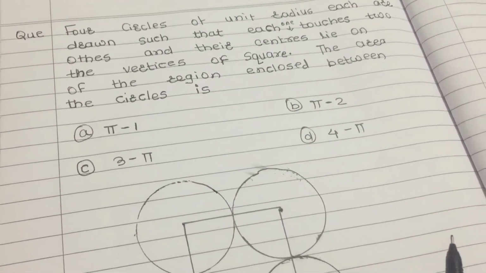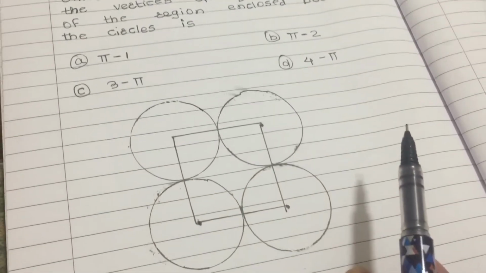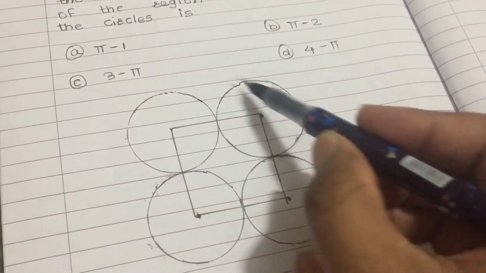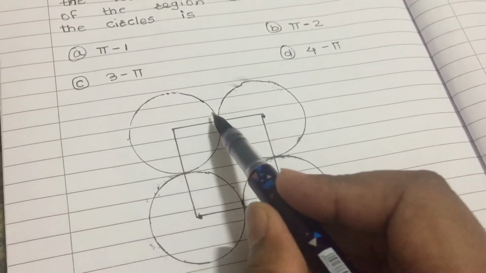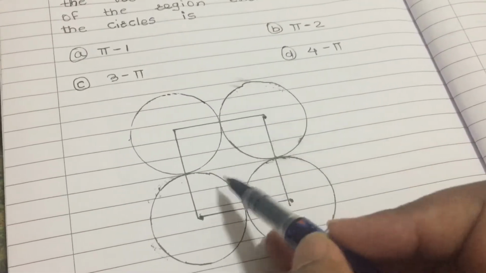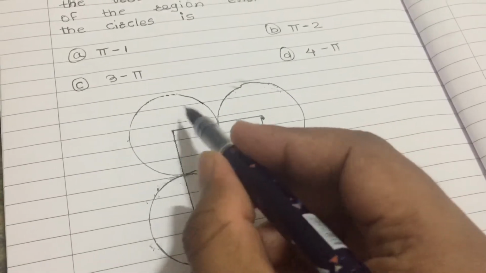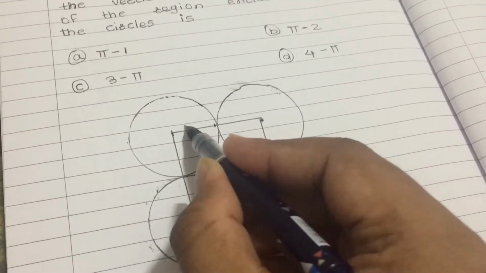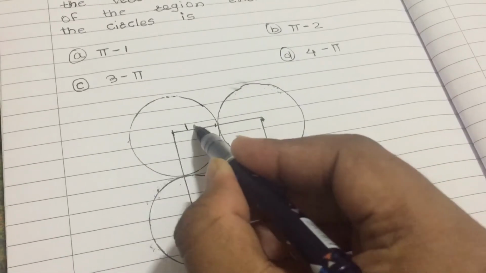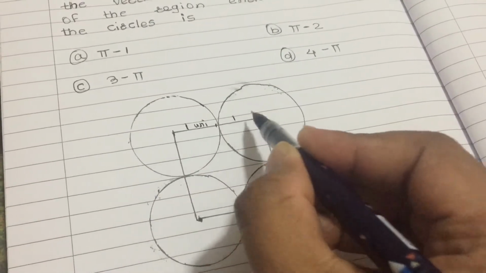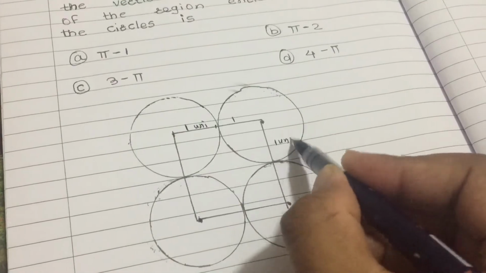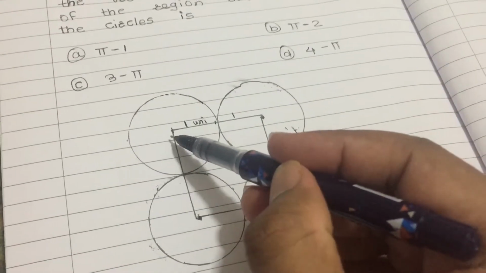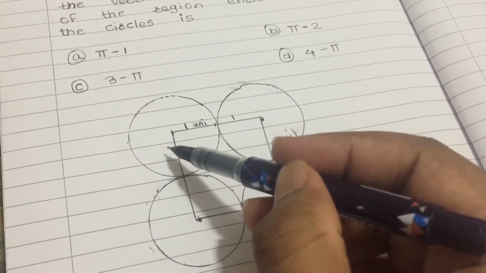Okay, now here we can see these are the 4 circles, and they are touching each other. One circle is touching two others, and its radius is 1 unit. So this is the radius of the circle, and this is 1 unit. This is also 1 unit, this is also 1 unit, this is also 1 unit. Their centers lie on the vertices of a square.